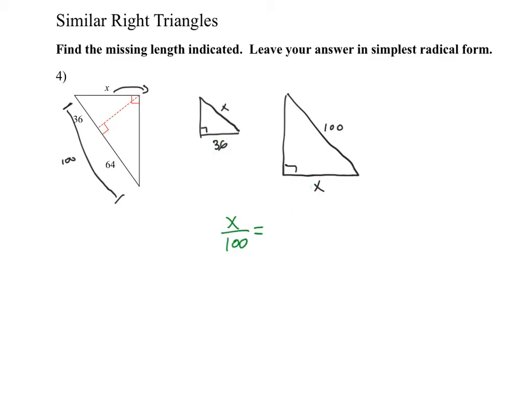So 36 over x. Now I'm just going to cross multiply. So x squared equals 3600. And now I'm just going to take the square root. So x equals 60. And that's it for this one.